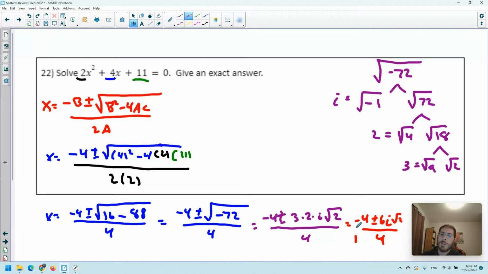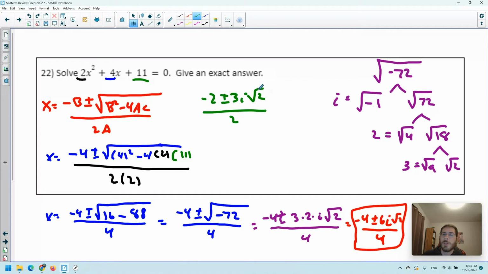Now, if you didn't simplify that any further, I would be okay with that. Notice that you can simplify it a little bit further. You can divide everything here by 2. So we could break it down to negative 2 plus or minus 3i radical 2 over 2. So notice this 2 does not get simplified along with it.